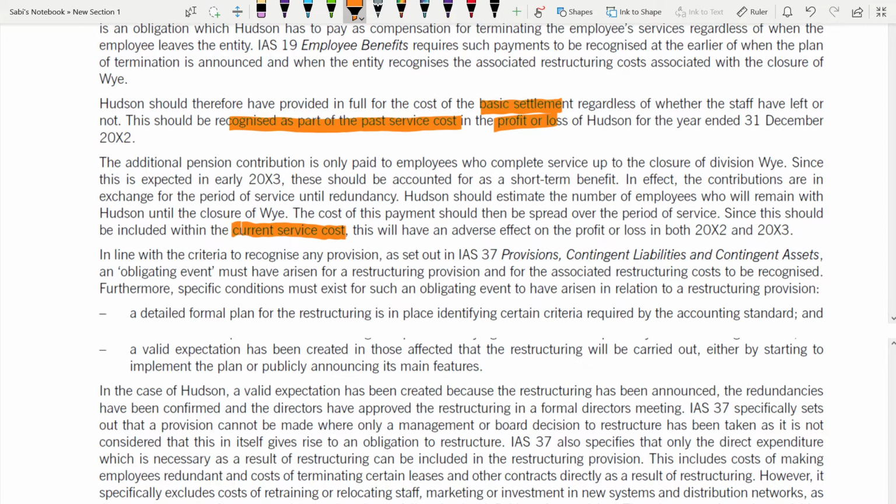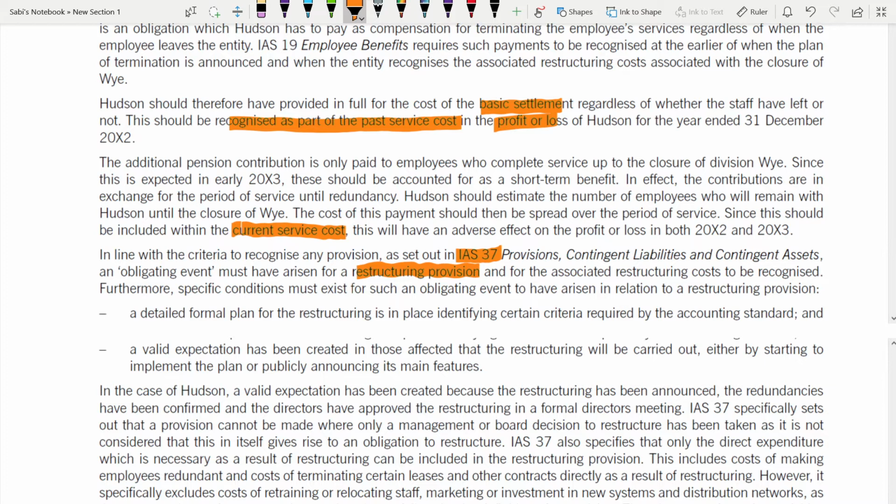In line with the criteria to recognize any provision as set out in IAS 37. Because where do you recognize provision? Under IAS 37 only. An obligating event must have arisen for a restructuring provision. Because you're talking about restructuring, where it will be recognized, you have to talk about IAS 37. And for the associated restructuring cost to be recognized, furthermore, specific conditions must exist for such an obligating event to have arisen in relation to restructuring provision.